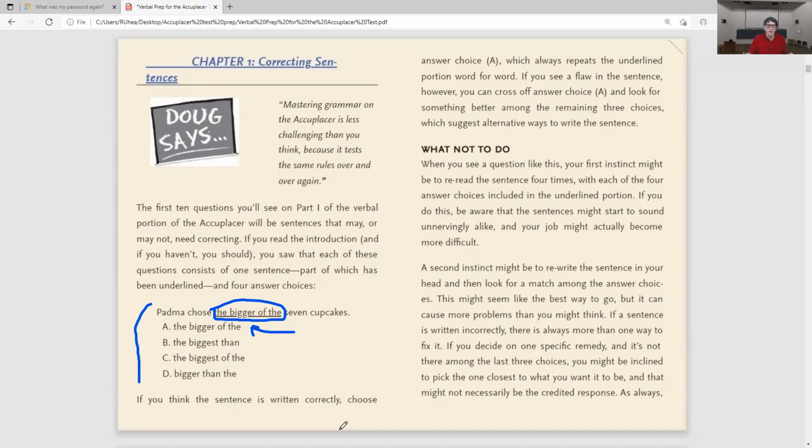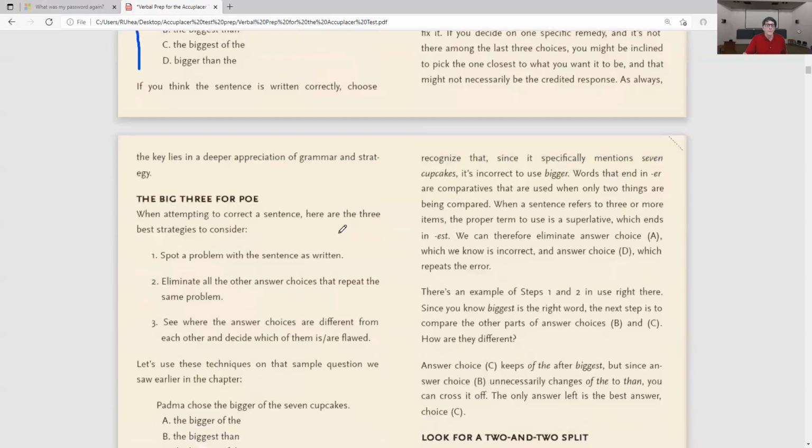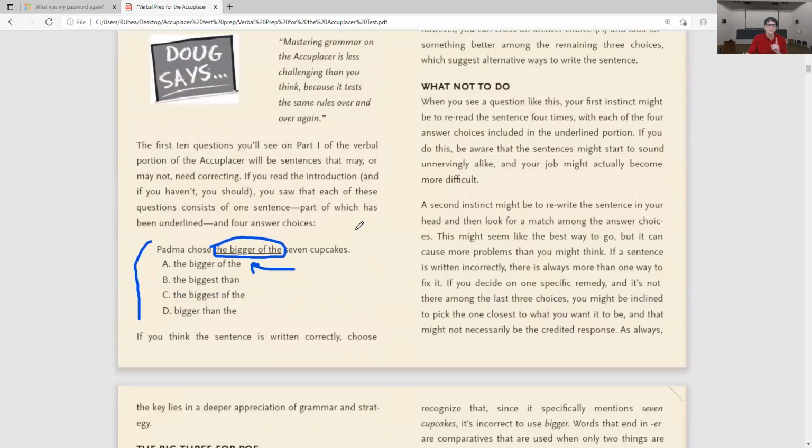However, you have to make sure. So one of the most important strategies for dealing with the English part of the Accuplacer test is to use the process of elimination, or POE. The process of elimination is to first rule out the incorrect answers, the ones you're sure are incorrect. We look on the next page of the book here, and it gives a 3-step process for using the process of elimination to eliminate incorrect answers. Number 1, spot a problem with the sentence as it is written. So we go up to the sentence as it is written.